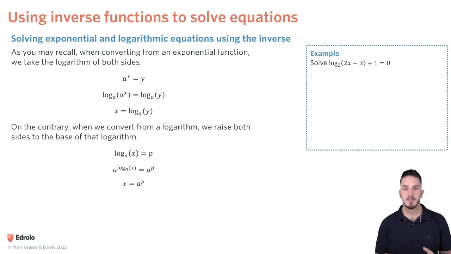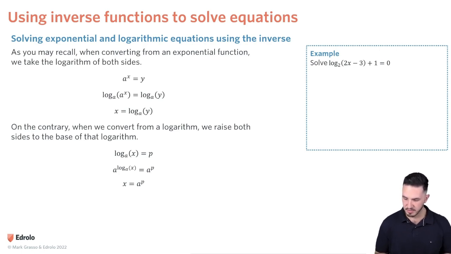So as you may recall, when converting from an exponential function, we take the logarithm of both sides. So for instance, if we had a to the x equals y, we'll take log base a of both sides, and we're left with x equals log a of y. When we convert from a logarithm, we raise both sides to the base of that logarithm. So log a of x equals p. We have a to the log a of x equals a to the p, because we have the base of a in the logarithm. And finally, we're left with x equals a to the p.